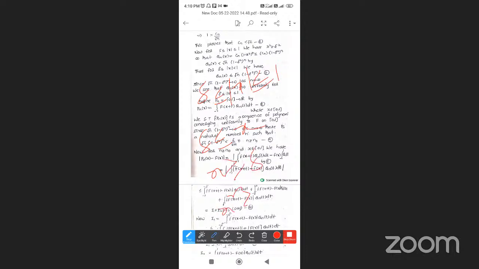Now, again, for delta less than or equal to mod x less than or equal to 1, we can square on both sides. Delta less than or equal to x, that is x greater than or equal to delta. Squaring, x square greater than or equal to delta square.